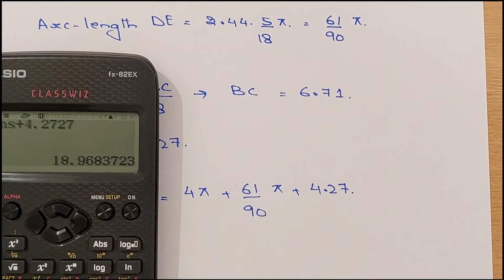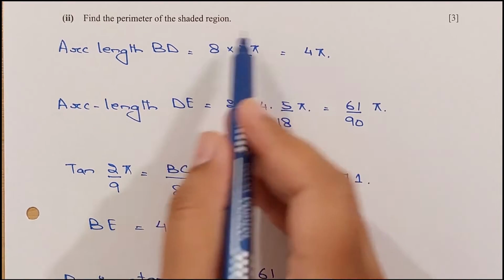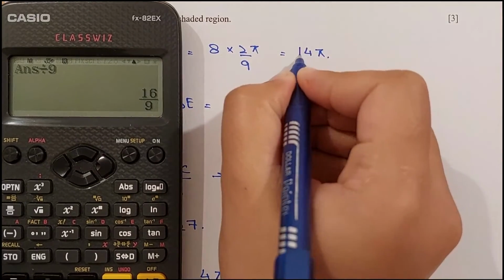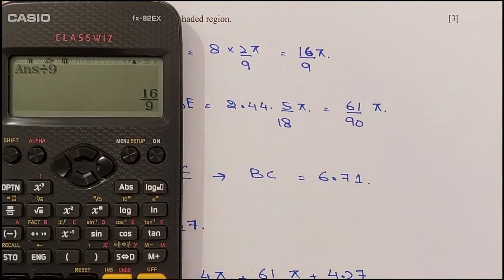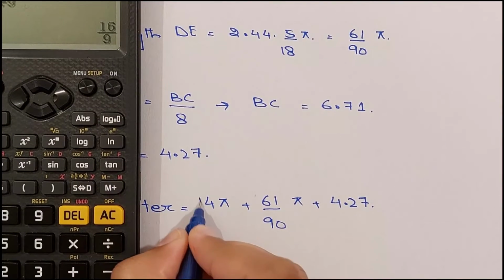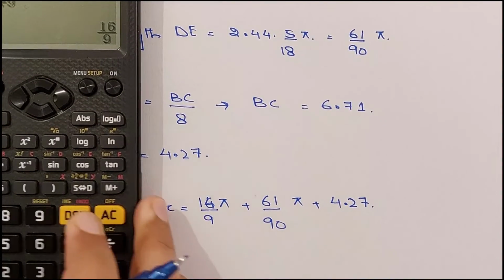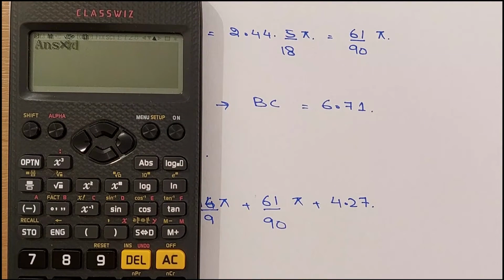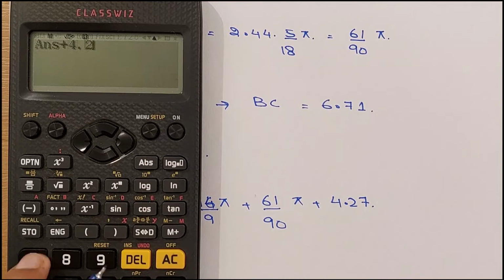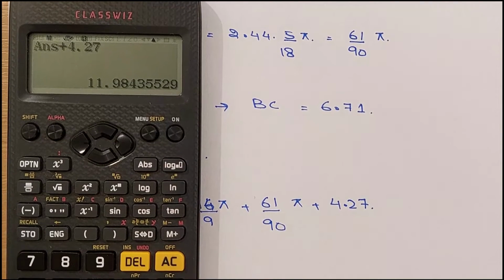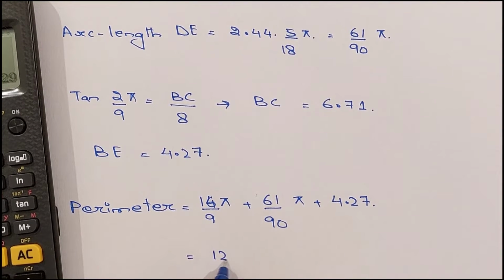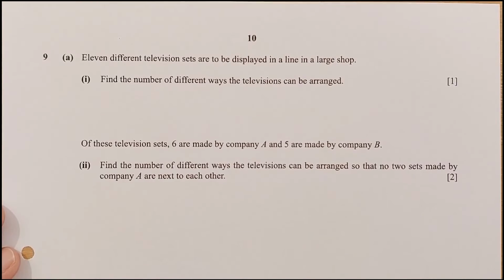I made a mistake here. So we have 8 times 2 divided by 9. This is 16 by 9. Right. So let me add, this is 16 over 9 plus 61 divided by 90, times pi, and add 4.27. This is 11.98, or let me round it to 12. So the perimeter is 12 centimeter for the shaded region.